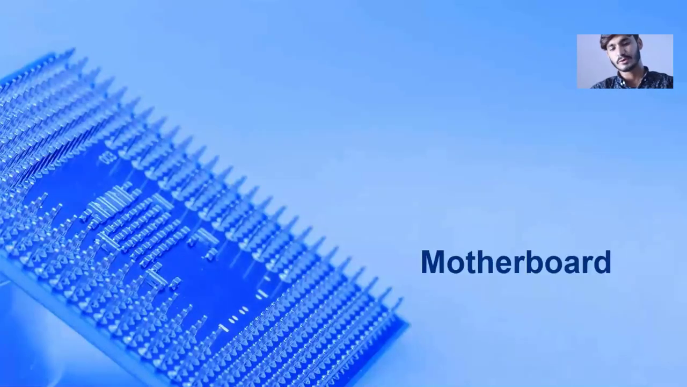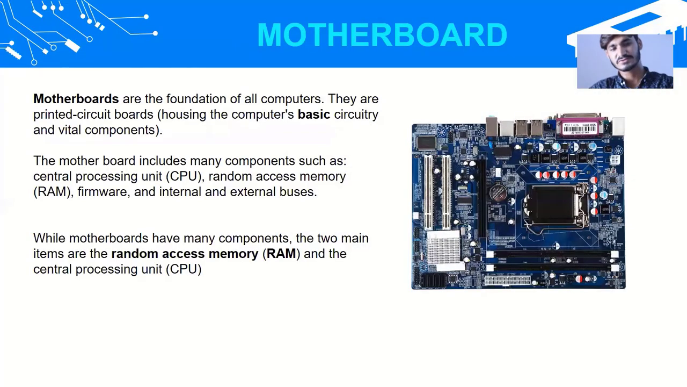So now the last topic is the motherboard. Motherboards are the foundation of all computers. They are printed circuit boards housing the computer's basic circuitry and vital components. The motherboard includes many components such as the central processing unit, random access memory, firmware, and internal and external buses. While motherboards have many components, the two main items are the random access memory and the central processing unit.